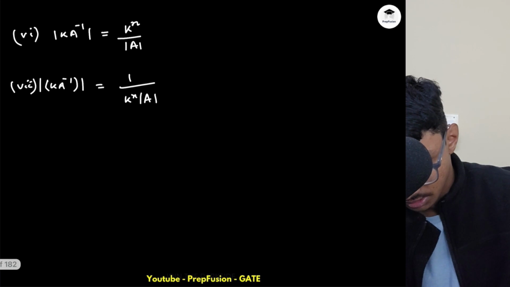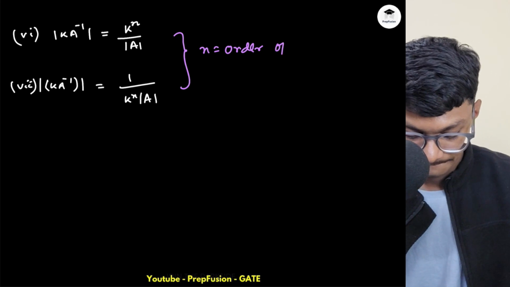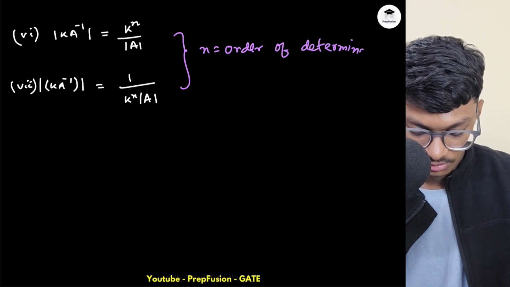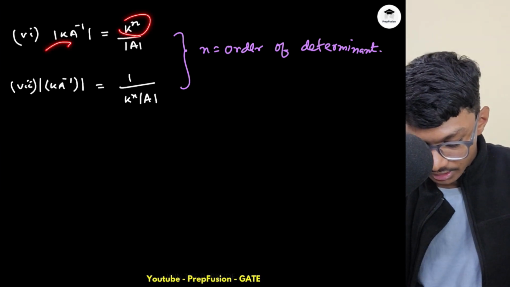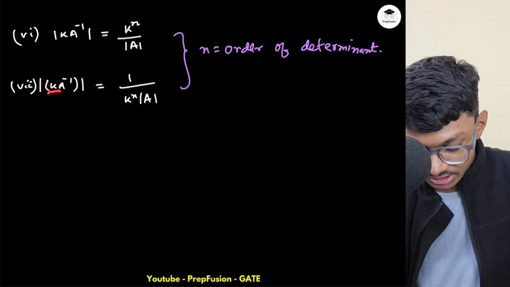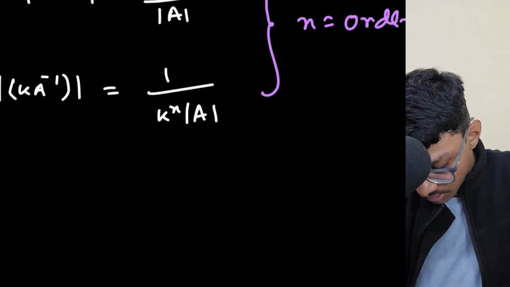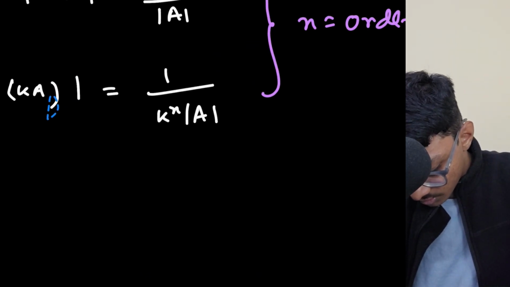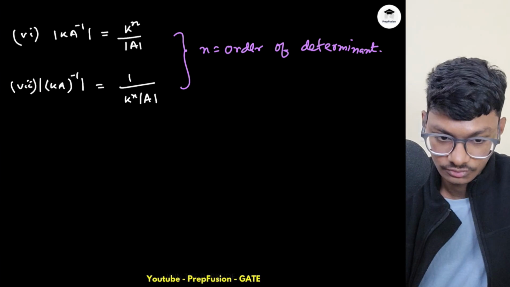So n is the order of the determinant. Basically, if k is multiplied like this, then it will come out as k raised to power n, like the simple determinant formula when a scalar is multiplied. And if k is first getting multiplied with this inverse and then we take the determinant, that's a different case. I should write this like this, sorry, I made a mistake again. The inverse will be over the whole thing, so it is 1 by k raised to power n into the determinant of A.